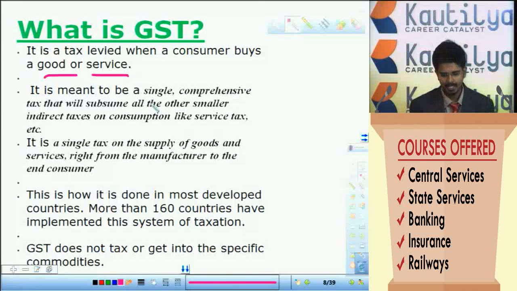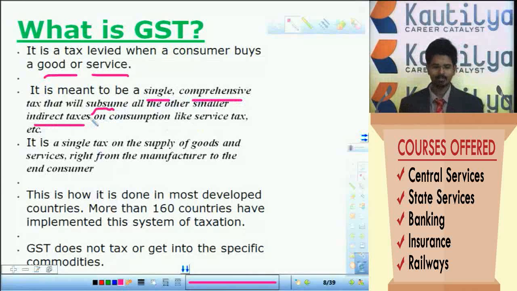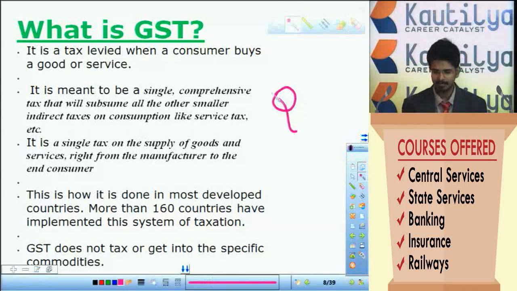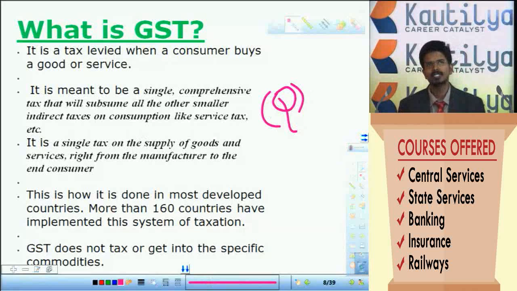It is meant to be a single, comprehensive tax that will subsume all the other smaller indirect taxes on consumption. Each word in this definition is very important. It has a meaning of its own. So the basic thing about GST, please be alert, there can be a question over here. The basic understanding of GST is that it is going to subsume all the major and minor indirect taxes, not direct taxes. In GST we are dealing only with indirect taxes. Why are we trying to get in a single unified indirect tax, you'll understand subsequently, which I'll be explaining. But now just try to analyze that GST is a single comprehensive tax that will subsume all other indirect taxes like the service taxes, the excise duties, so that India can be a unified market.